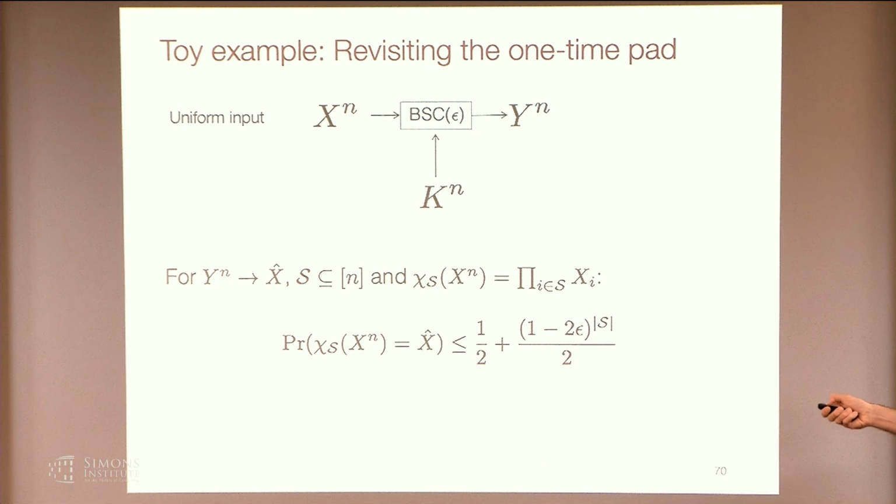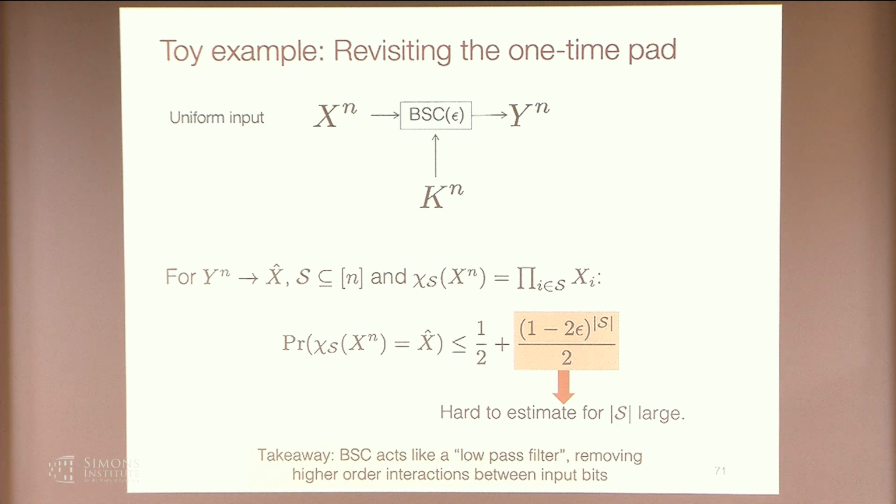And specifically, if you define a function chi_S of x^n as the parity bit of a set S, how well you can guess that bit from the output of the binary symmetric channel decays exponentially with the number of entries in that input. So the takeaway here is that the binary symmetric channel acts almost like a low-pass filter.